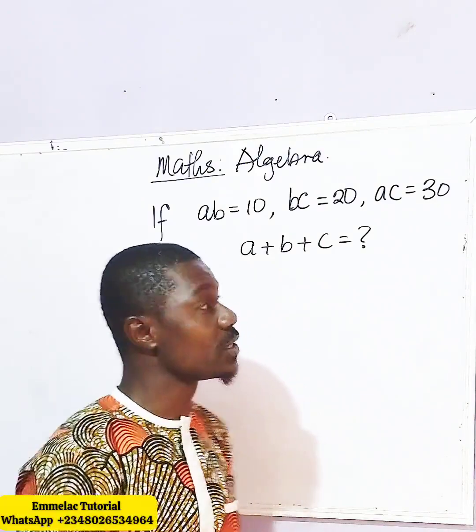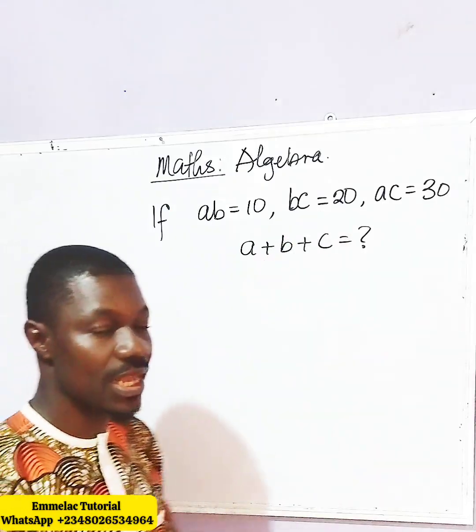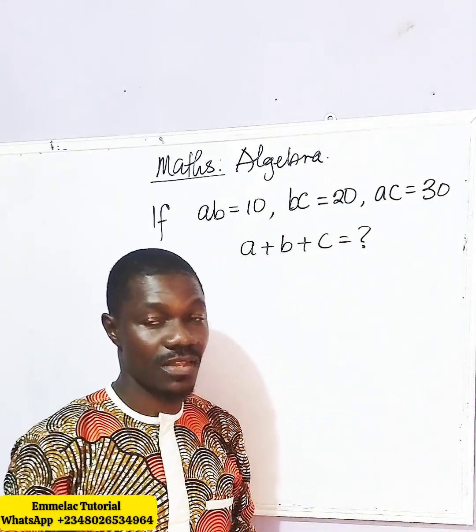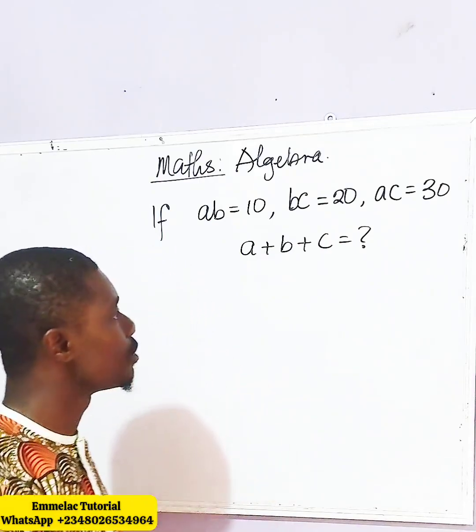Now let's look at this question. It says that if AB equals 10, BC equals 20, AC equals 30, now find the sum of A, B, and C. Okay, so how do you go about it?